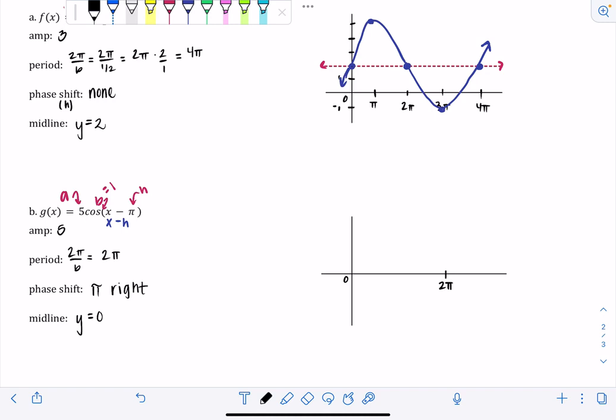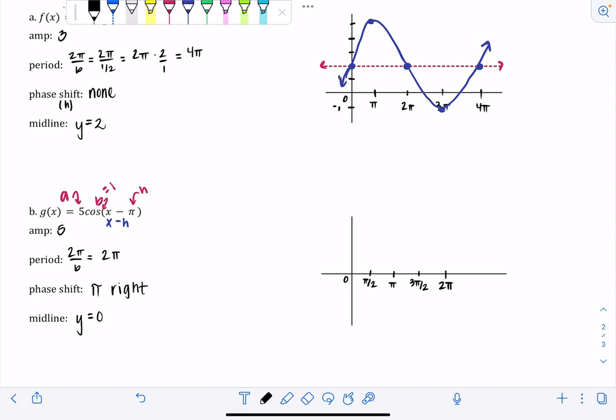So I'm going to go from 0 to 2 pi. And then halfway between there is pi. Halfway between 0 and pi is pi over 2. And then the 3/4 mark would be 3 pi over 2. So those are the same marks as the parent function because the period was the same. It was still 2 pi.